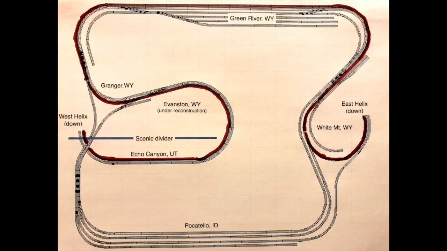In a moment, I'm going to show you one such loaded coal train as it comes from an off-layout origin, crosses my layout, and then disappears back down to an off-layout destination in staging. First, though, here's the route, shown in red, that the train will follow on my track plan. After it climbs the eastern helix from staging, it will pass White Mountain westbound, then Green River, Granger Junction, Evanston, and Echo Canyon before descending the western helix back down to staging.